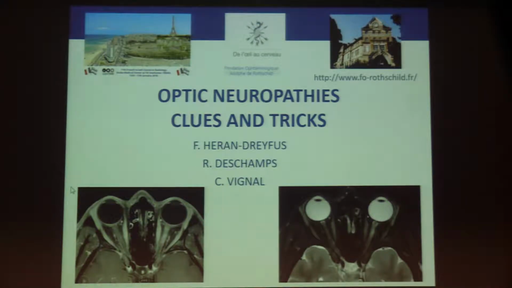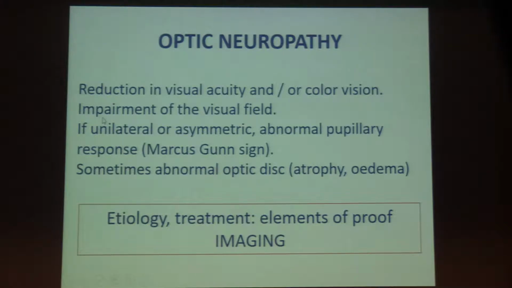Anyway, I will completely change the subject and we'll speak about optic neuropathies and the clues and the tricks about this very interesting subject. As you know, optic neuropathy, as a clinical definition, is a reduction in the visual acuity and often color vision, with a vision which is less bright than usual, and there is an impairment of the visual field. If it is unilateral or asymmetric, there is abnormal pupillary response, which is called Marcus Gunn sign. And sometimes, but not often, there is modification in the optic disc, which can be edematous or atrophic.